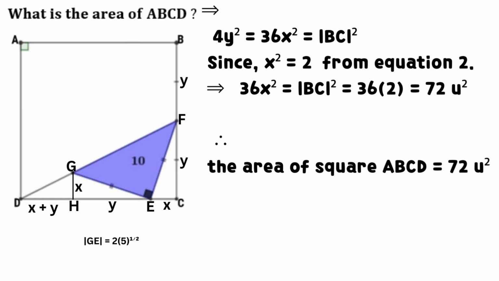Since the square of x equals 2, this is from equation 2, this implies that the product of 36 and the square of x equals 72 square units after substitution of the value of x and simplification of the result. Therefore, the area of square ABCD equals 72 square units.